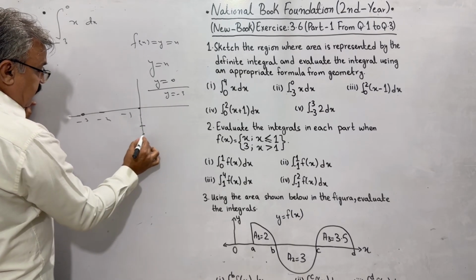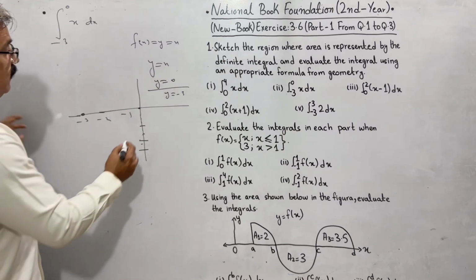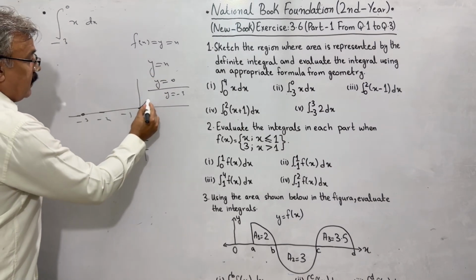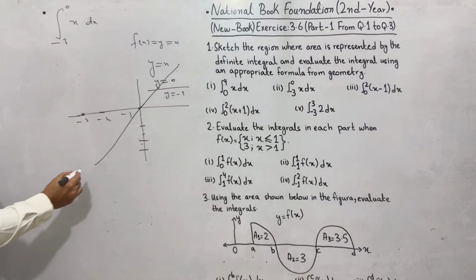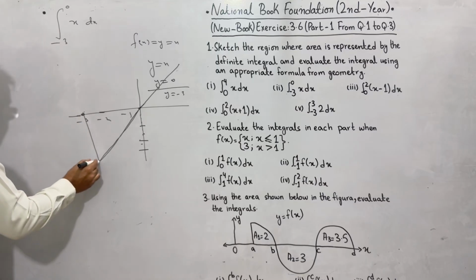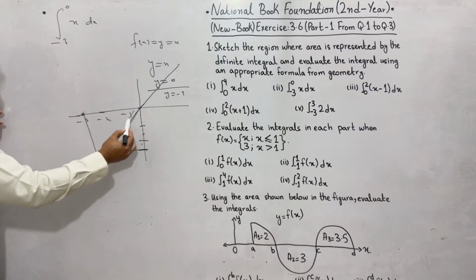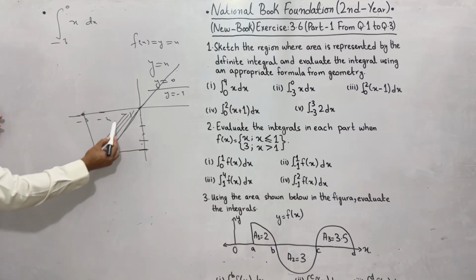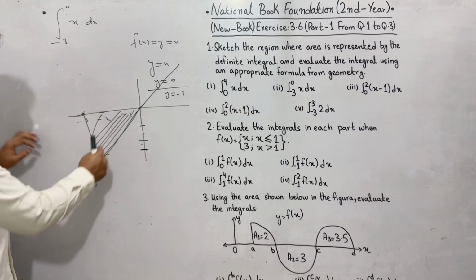Let me draw a brief one. 1, 2, and it's 3. What about its graph? Its graph is given by the line bisecting the first and the third quadrant. And we are interested in this portion of the graph. This is our graph. Again, same. It is our right triangle.